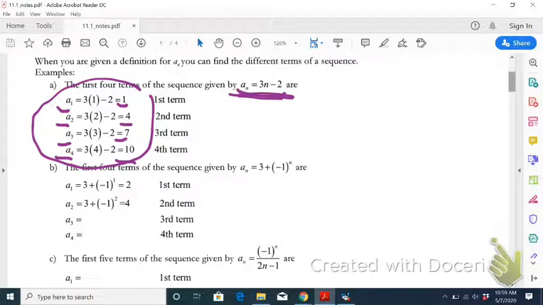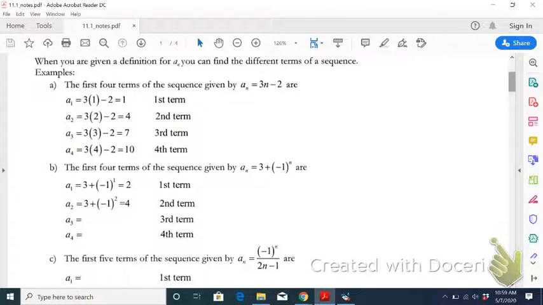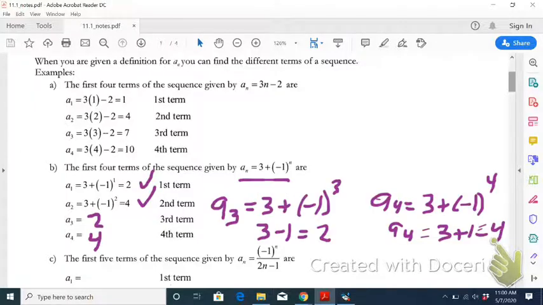So in the next example here, it says the first four terms of the sequence given by this function here. Why don't you pause the video real quick, and the first two terms are done for you here and here. Find the third and the fourth terms, see if you notice anything weird, and if you do, try to figure out why that happened. Okay, so the third term would be 2 and the fourth term would be 4. And if you look at this on the right here, based off the formula, you can see that for the odd number terms you get 2, for the even number terms you get 4.